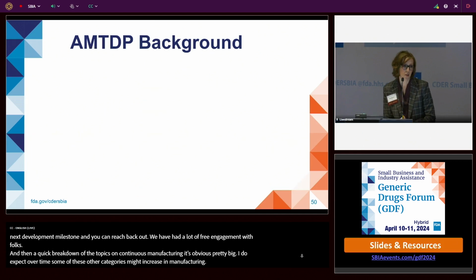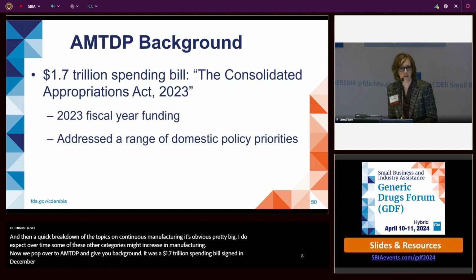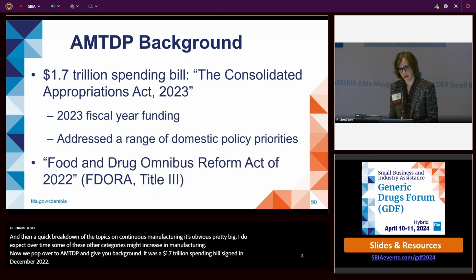So now we'll pop over to AMTDP and give you a little bit of background. It was a $1.7 trillion spending bill, signed in December of 2022, and it was fiscal year funding for 2023, addressing a range of domestic policy priorities. And under that spending bill is the FDORA Act, the Food and Drug Omnibus Reform Act.